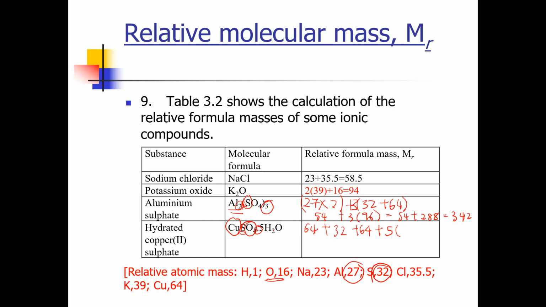18. But the answer is correct. It is 18. So why is it 18? Because hydrogen is 1, so 1 times 2 plus 16. So I got 2 plus 16, and teacher will get 18. Okay, let's press our calculator together.